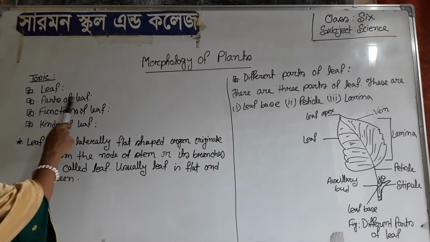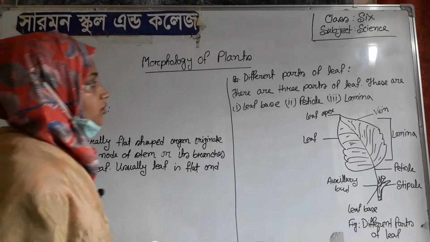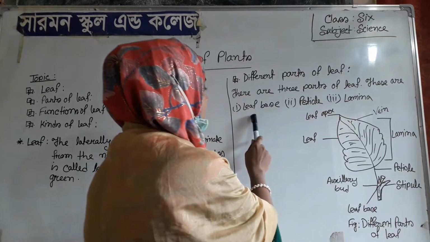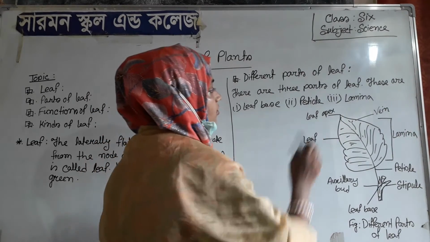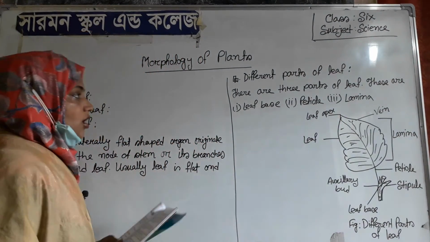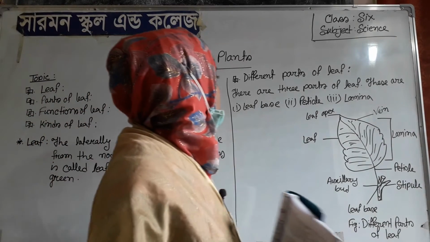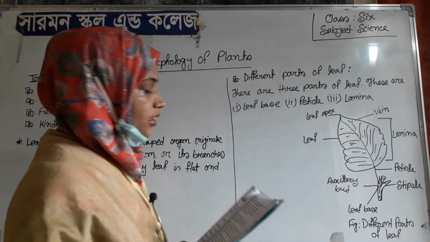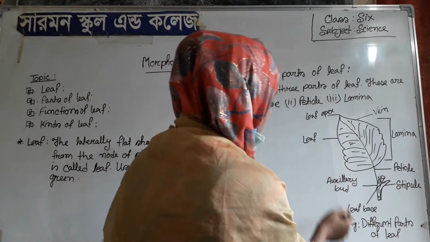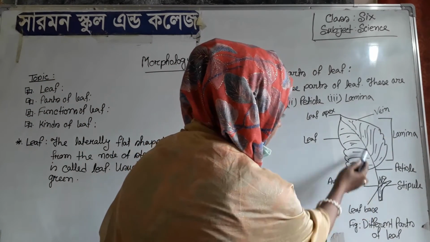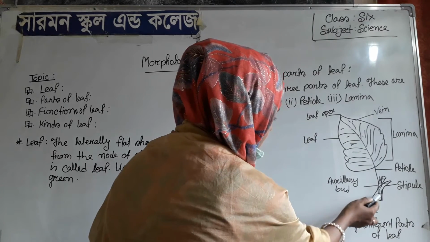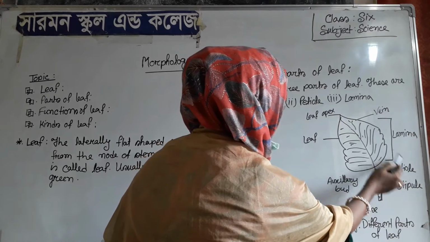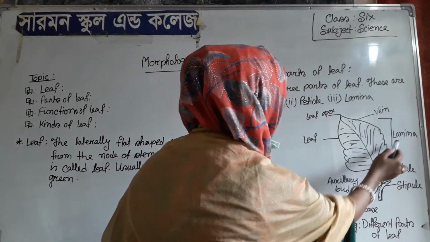Now parts of leaf. Here there are three parts of leaves. These are leaf base, petiole and lamina. Here, in this figure we see that this is the leaf base, and this is the petiole, and this whole part is lamina.